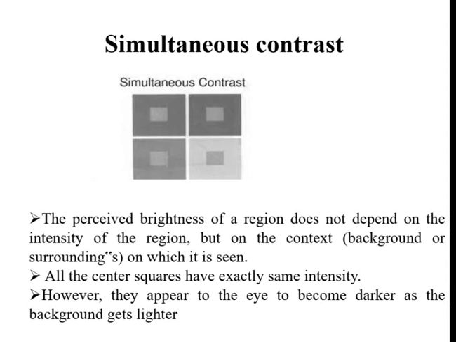The next one is simultaneous contrast. Simultaneous contrast means that the perceived brightness of a region does not depend on the intensity of the region, but on the context, meaning the background or surroundings in which it is seen. All the center squares have exactly the same intensity. The four squares shown in the figure have the same intensity. However, they appear to the eye to become darker as the background gets lighter.